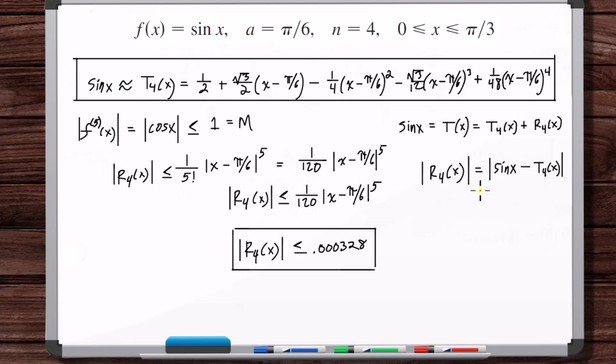So you might wonder, well, what's the point of Taylor's inequality? This is all just for illustration. It depends on the application. You might not be able to get r sub 4. It might be too difficult. So this is about learning how to use Taylor's inequality.